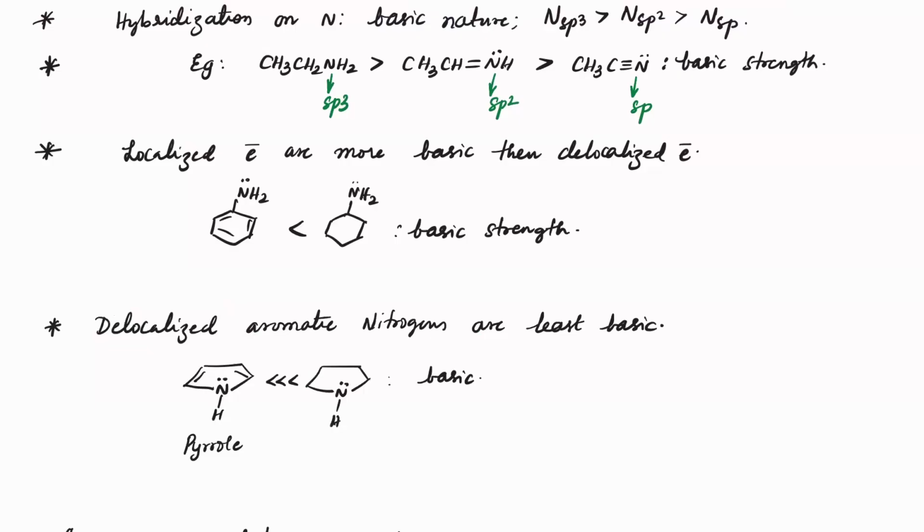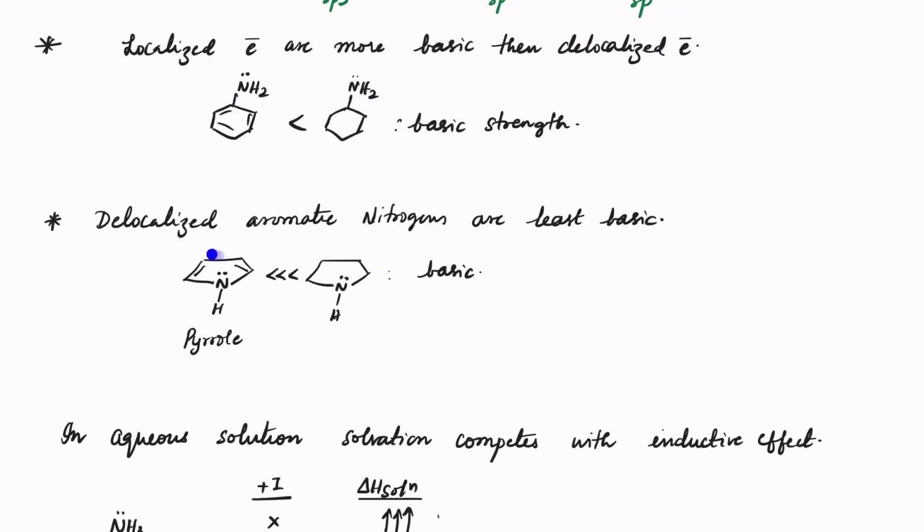Second, the comparison is on the basis of localization, whether the electrons are delocalized or localized. For example, here electrons are delocalized, here electrons are localized. So the localized one will always be more basic. Third case, if delocalized aromatic compounds are there, they are very, very least basic. That means this lone pair is delocalized, and that is becoming a part of an aromatic ring. So this will be extremely low basic compared to a normal sp2 nitrogen. This is an extremely weak base, while this is a very strong base.